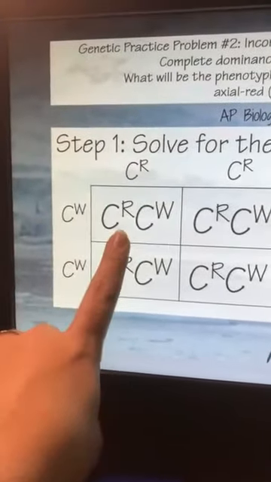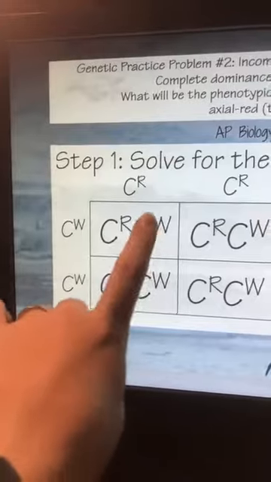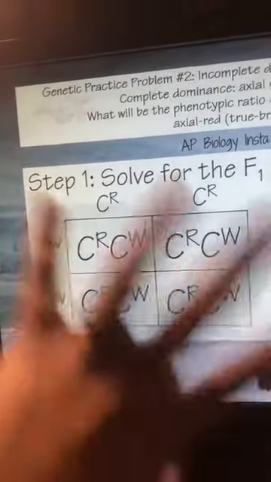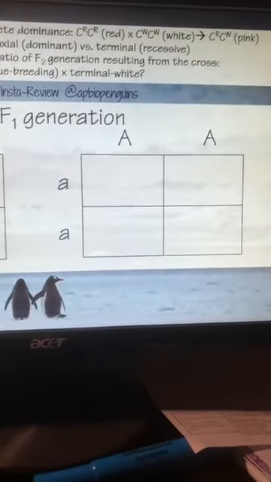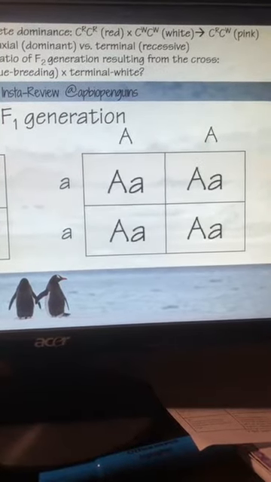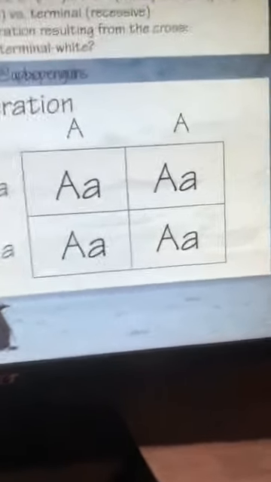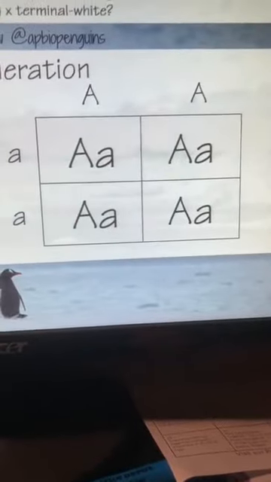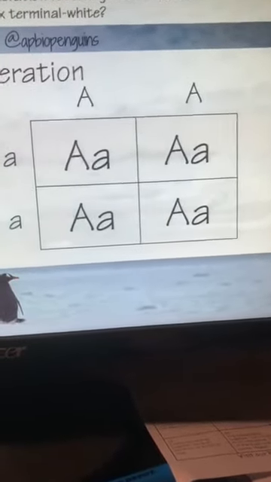We have one red allele, one white allele, so this one's going to be pink, pink, pink, pink. So 100% of them will be pink. And the same thing goes over here. When I cross my homozygous dominant for axial with my homozygous recessive for terminal, I'm going to get every single one of them to be axial. They'll be heterozygous for axial, but they will still be axial.